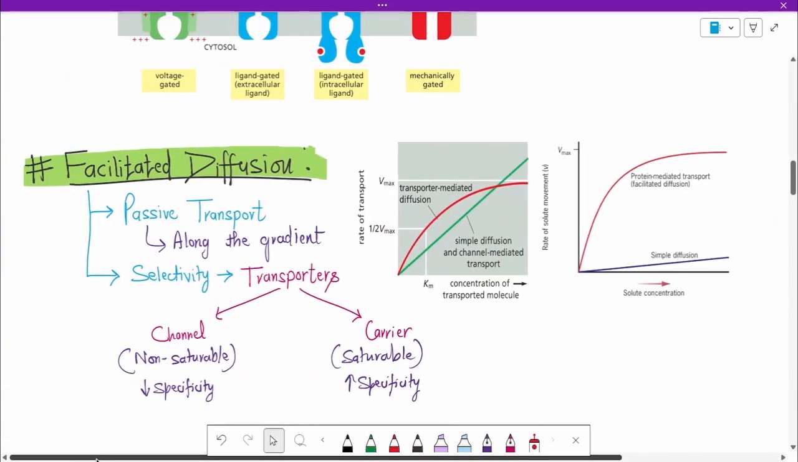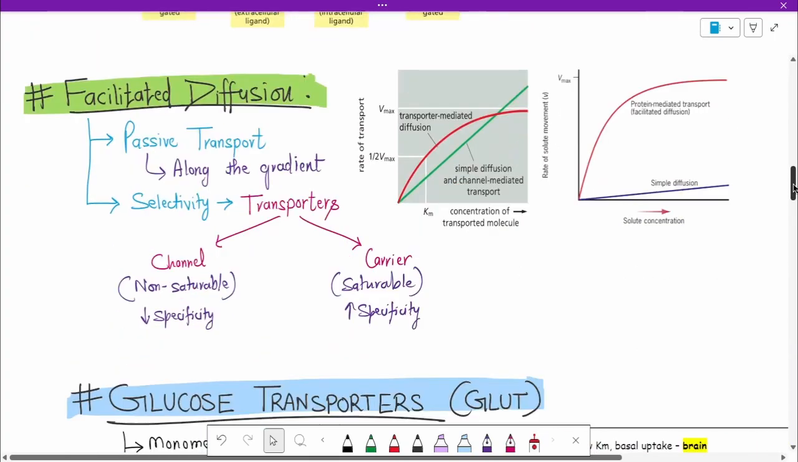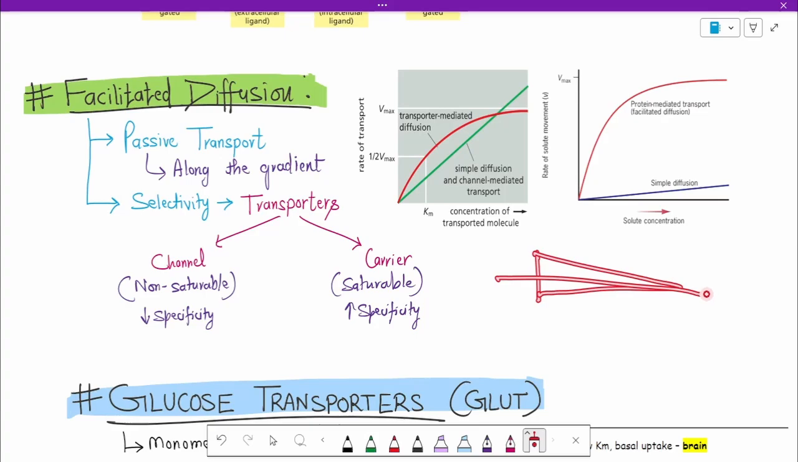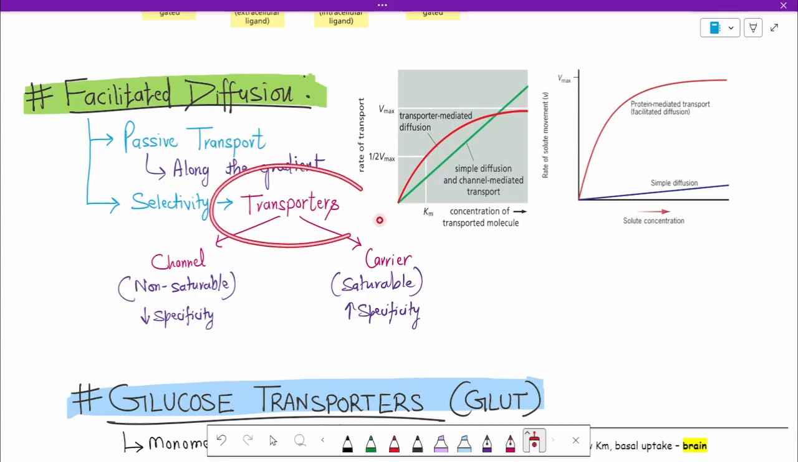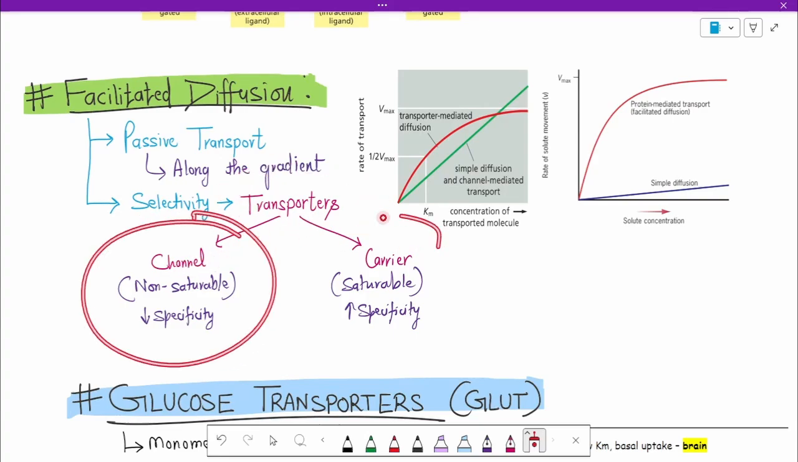So we talked about simple diffusion. Now let's come to facilitated diffusion. What was the basic definition of facilitated diffusion? That it will occur from an area of higher concentration to lower concentration. This will not change, but it will require specific transporter proteins. So it is a passive transport, it occurs along the gradient, and it has selectivity, meaning we are involving some sort of transporters here. A transporter can be a channel or a carrier.